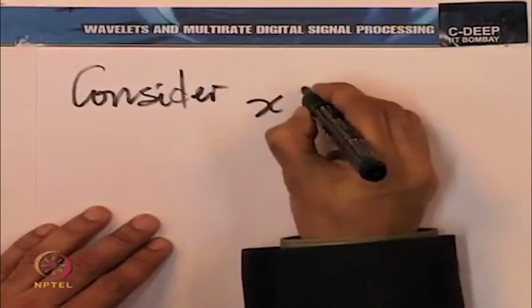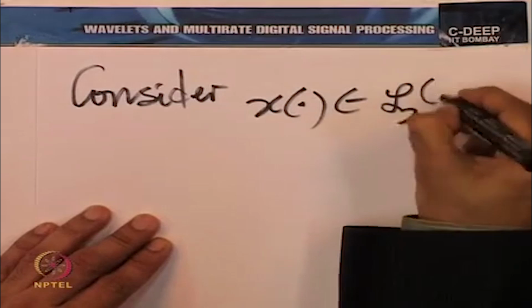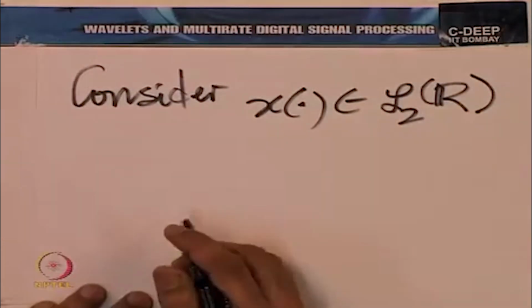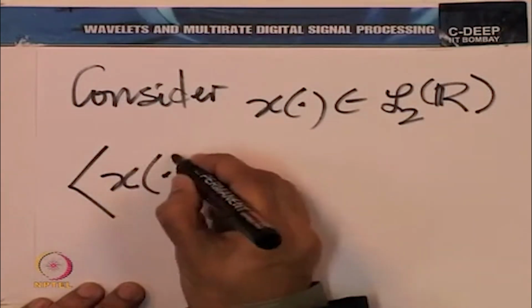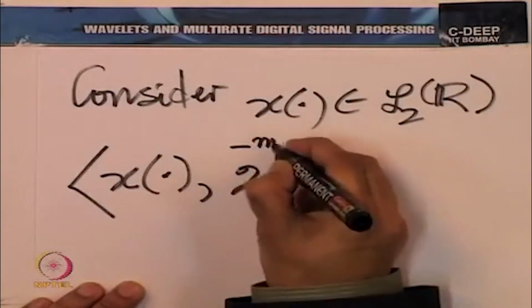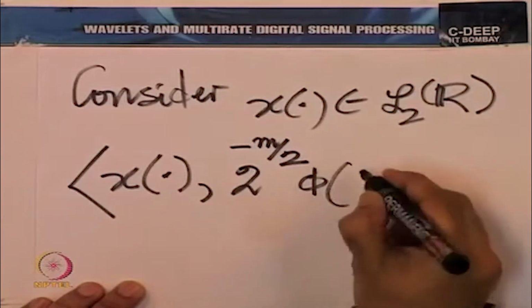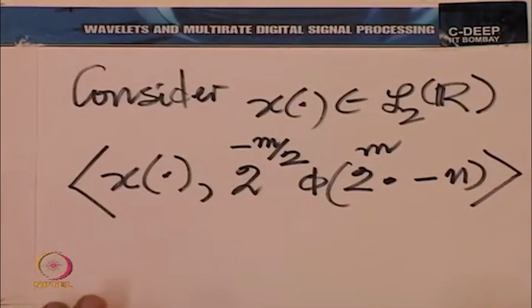So, consider x t belonging to L 2 R, or if you please x with the argument belonging to L 2 R, as is the correct way to write it. And then consider the inner product of this x with this orthonormal basis element 2 raised to the power minus m by 2 phi 2 raised to the power m dot minus n. Now, we are going to invoke Parseval's theorem.